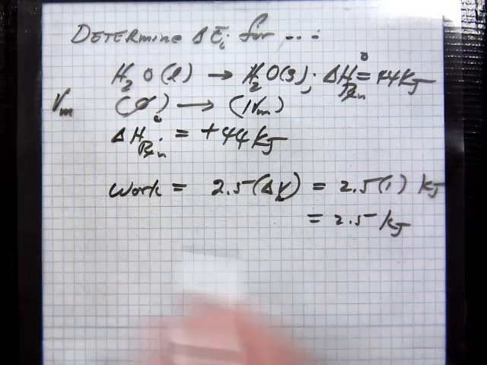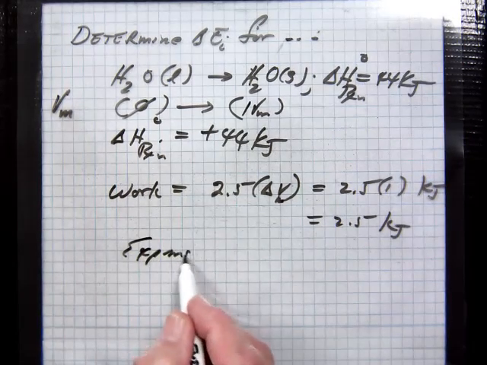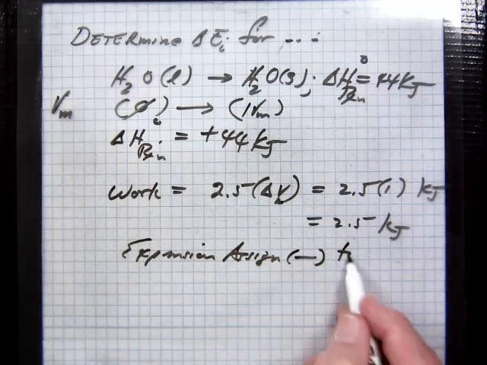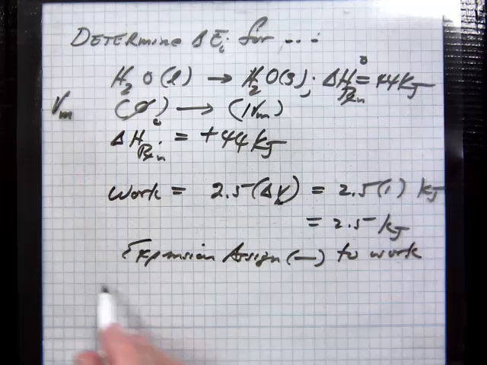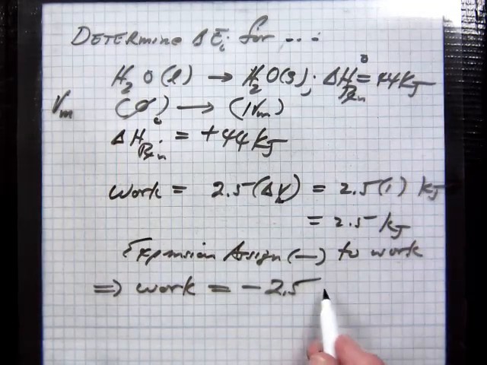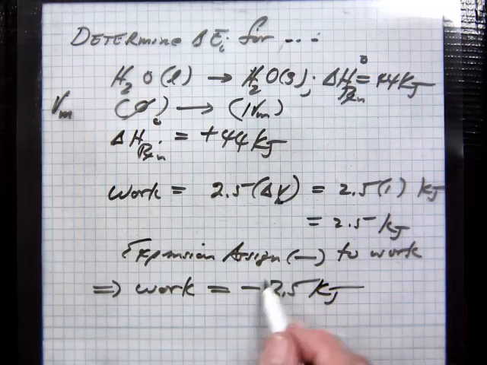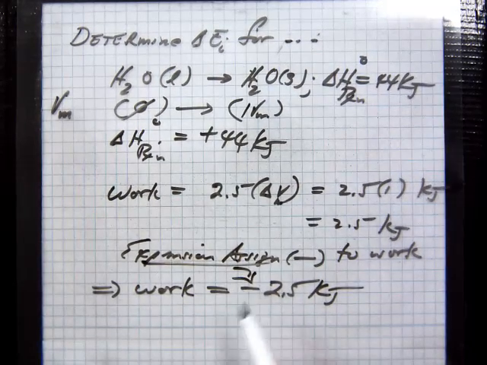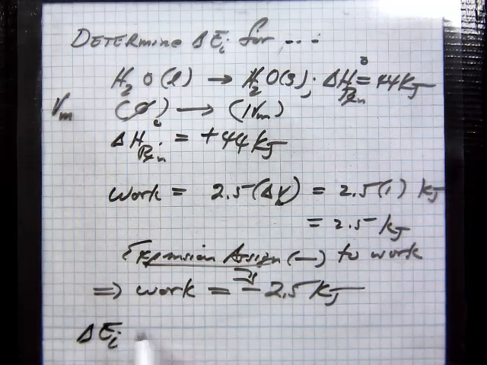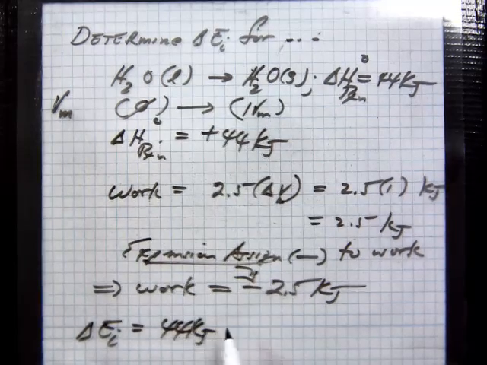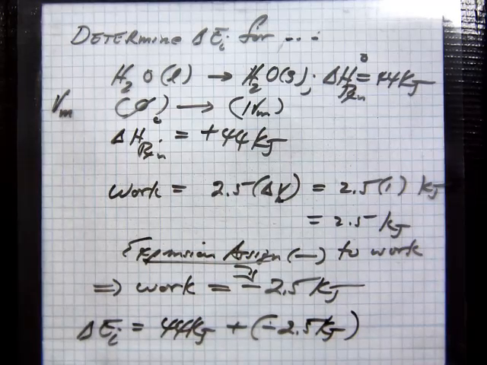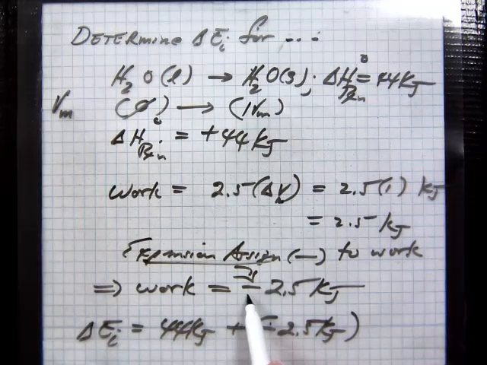Now, since it's an expansion, assign, what did I say? A negative to the work, which gives us work to equal a minus 2.5 kilojoules. So I put that in because of the expansion. Now here's the rationale. Well, let me finish the problem. Delta EI is now equal to 44 kilojoules plus a minus 2.5 kilojoules, because that's what you're putting in. This is exothermic work.